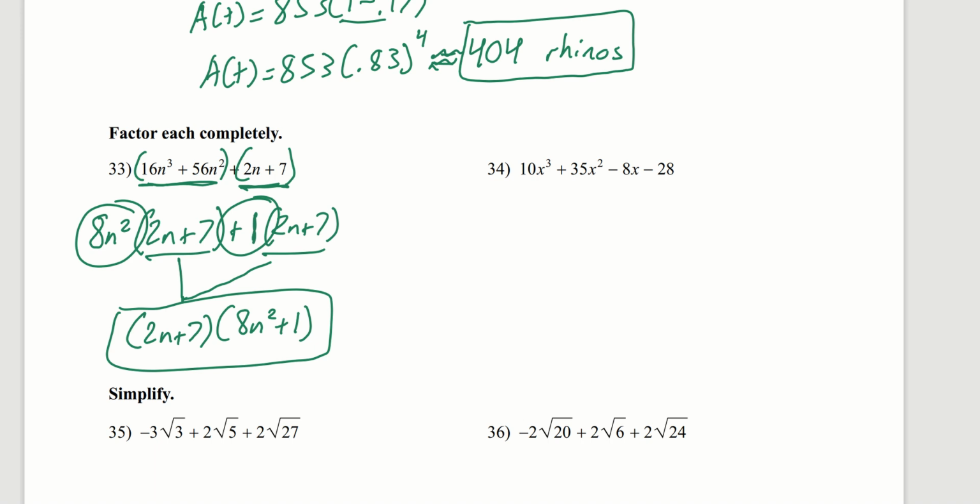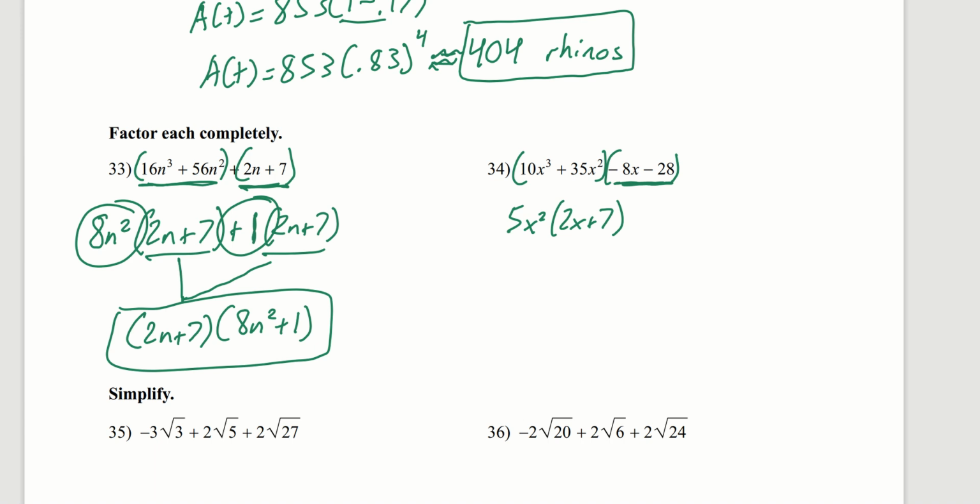All right, same kind of idea with number 34 then, if 33 was confusing you. Group the first two terms, group the second two terms. Greatest common factor of the first two is 5 and then x squared. And then what would be left over? That would be 2x, and that would be 7. Second group, same kind of idea. What's the greatest common factor? Well, that would be 4.